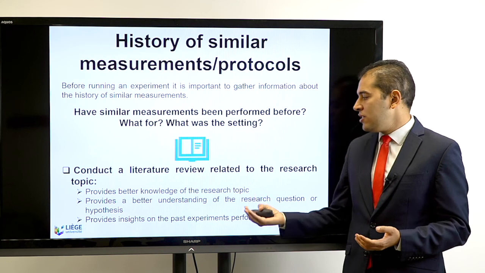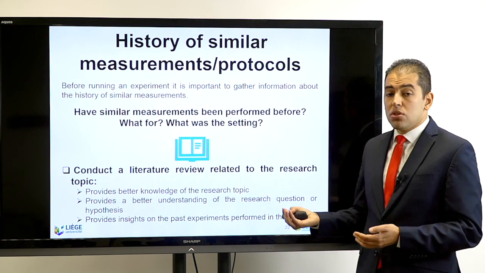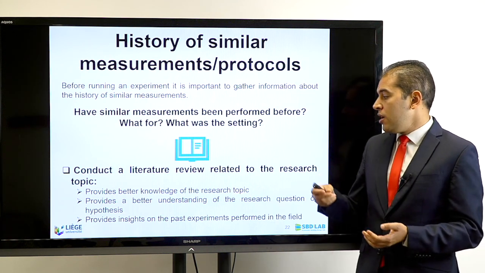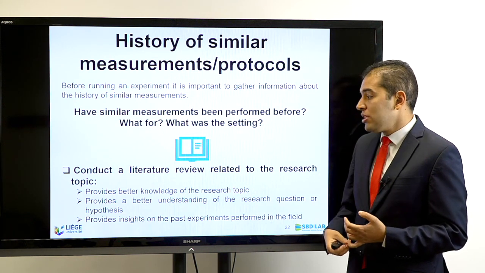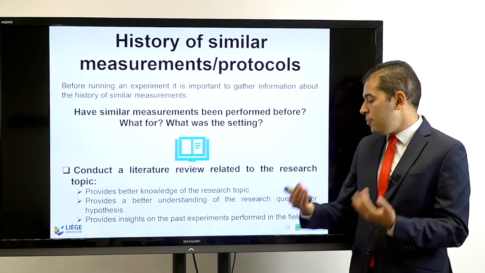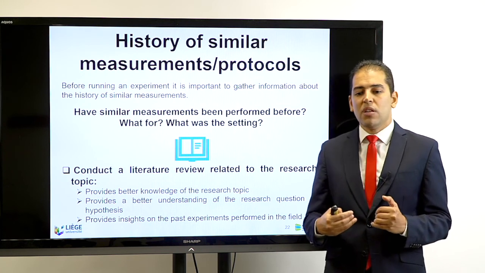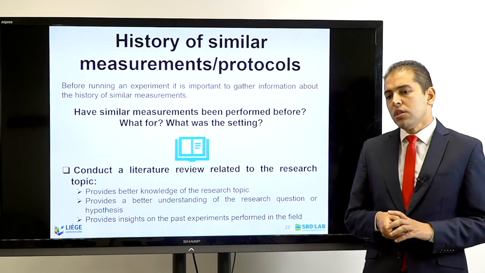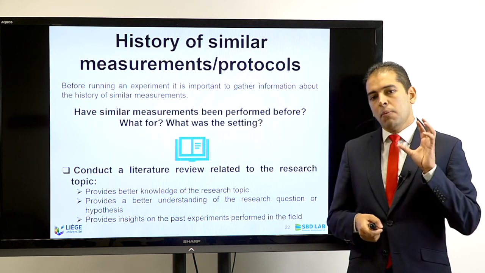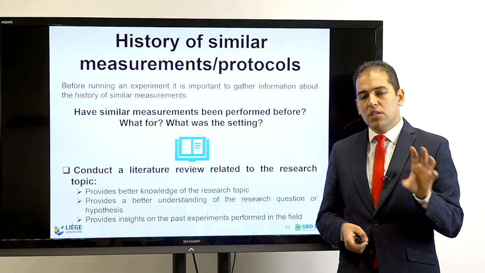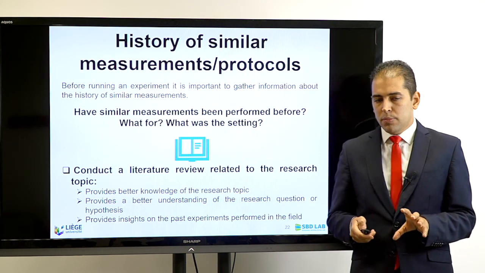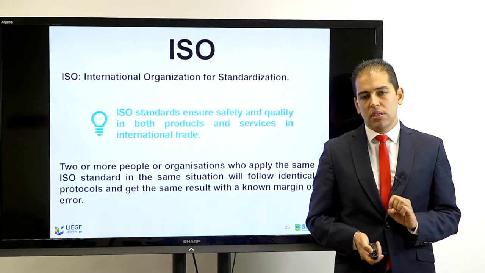And you have to conduct a literature review related to the research topic. In this sense, you have better knowledge on the research topic, you get a better understanding of the research question and hypothesis, and the literature review will also help you gain insights on the past experiments performed in the field. Without this step, your work will not be complete and it's considered non-professional. So it's very important to take into account, learn and study the protocols that you will use, and also investigate the history of the protocols related to the treatment that you want to conduct.